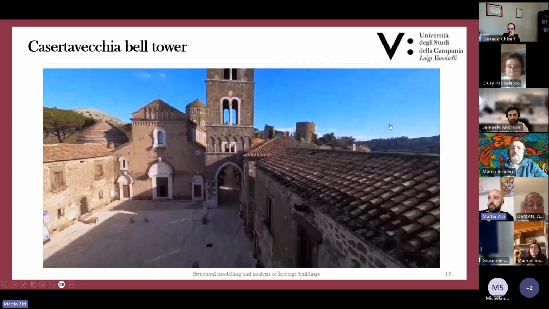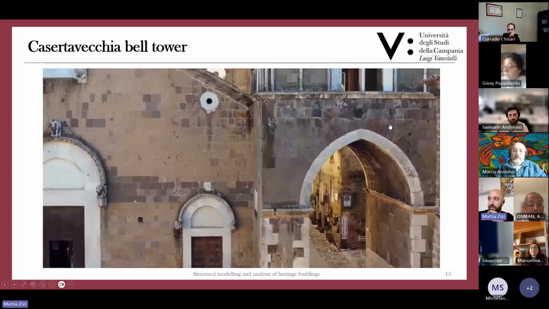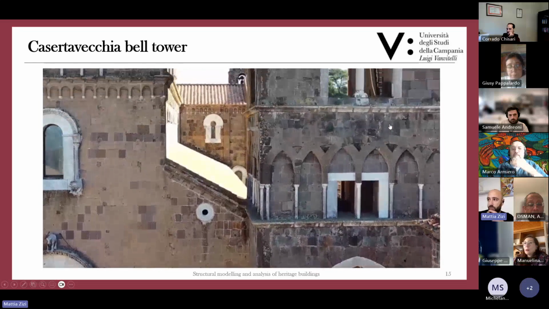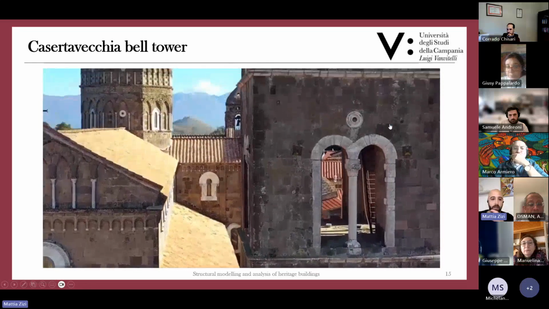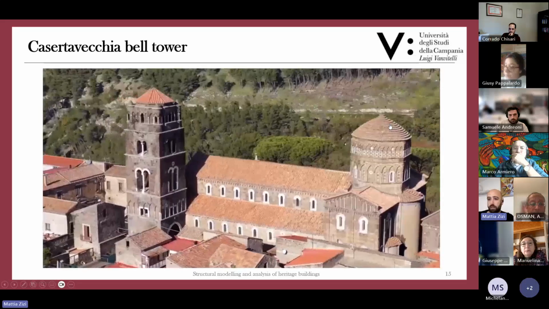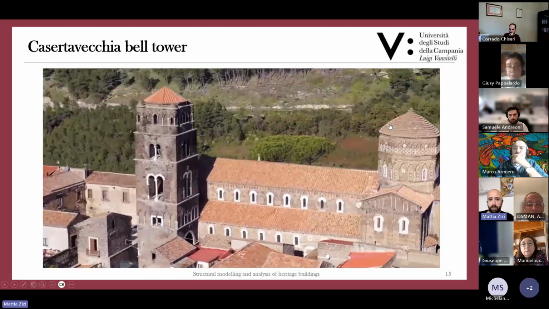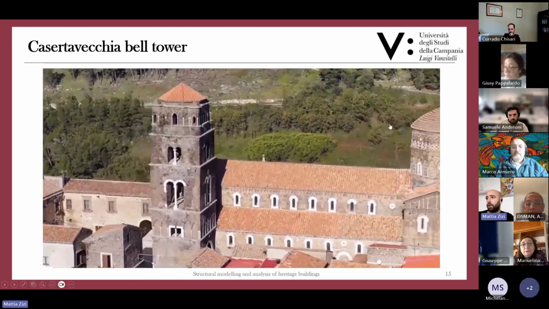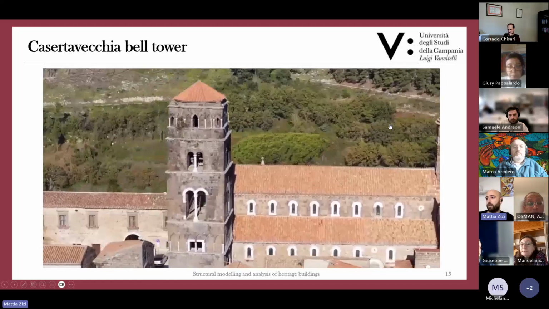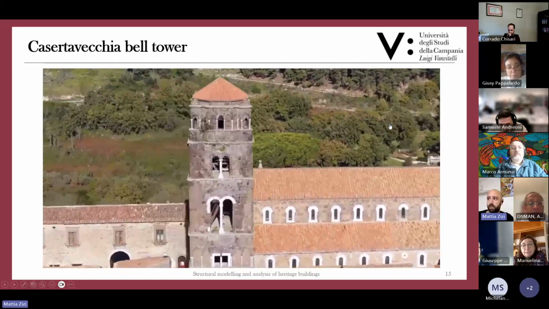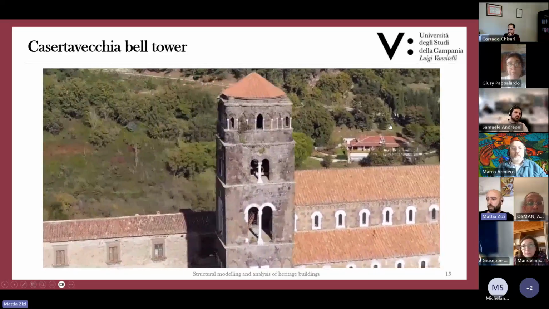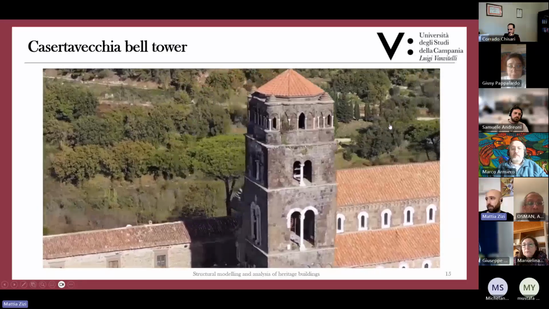So this is the church and the tower we are going to speak about. And the church was built in 1113, while the construction of the tower started about 100 years later, a century later.